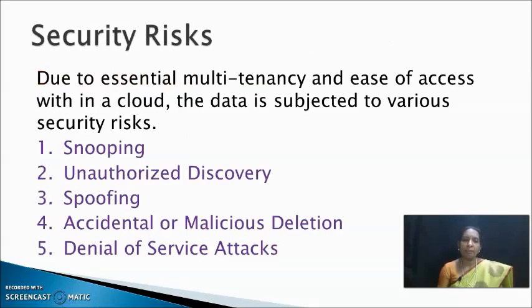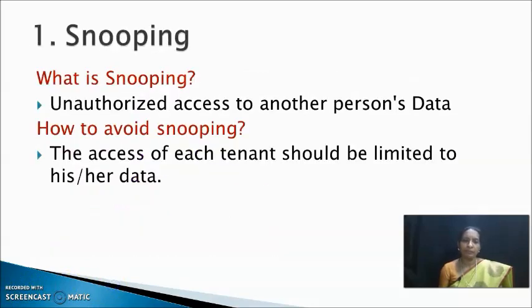Due to essential multi-tenancy and ease of access within a cloud, the data is subjected to various security risks. They are snooping, unauthorized discovery, spoofing, accidental or malicious deletion, denial of service attacks. Let's see one after the other. Snooping. Unauthorized access to another person's data is known as snooping. The access of each tenant should be limited to his or her data will avoid snooping problem.